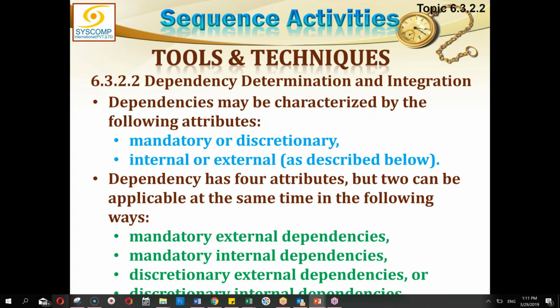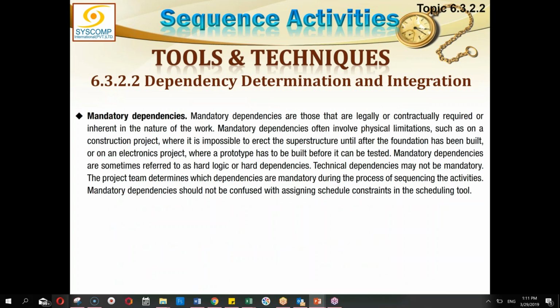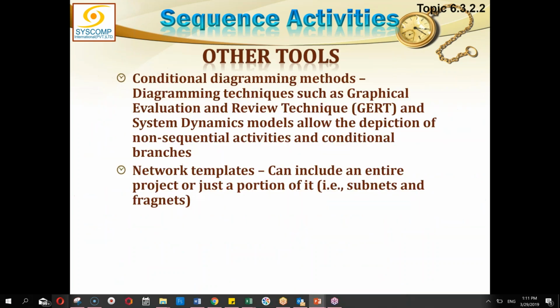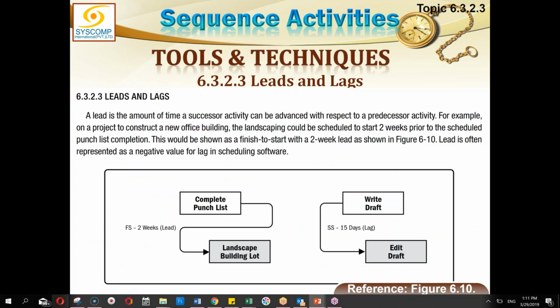They could be internal or external. Internal, which are from within our organization, and external, which are imposed on us from the outside world. And therefore, mandatory dependencies could also be external and internal, and discretionary dependencies can also be external and internal. These are just a few definitions. Leads and lags you understand very well.